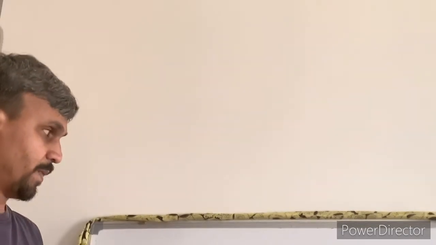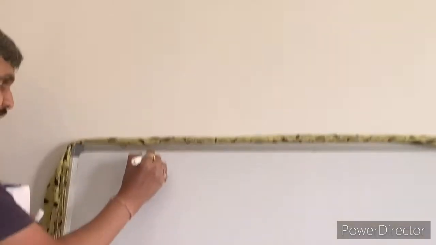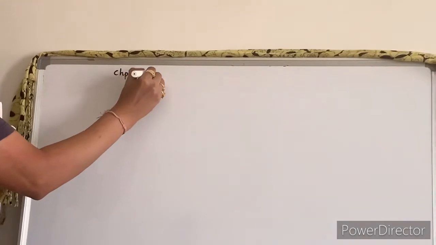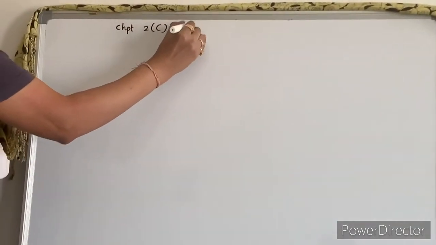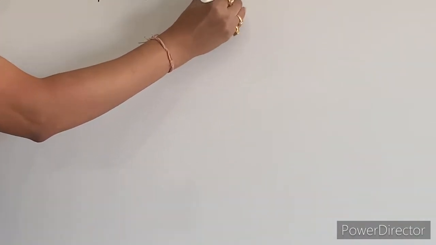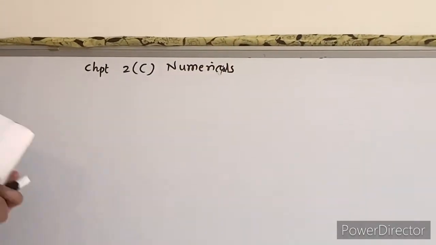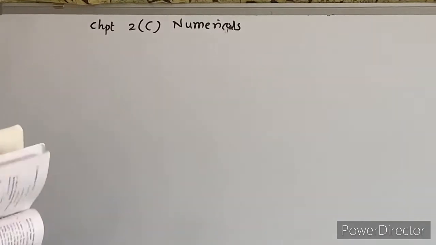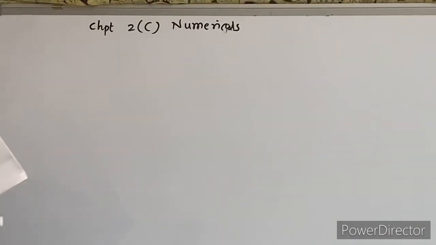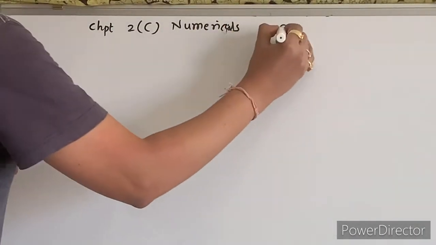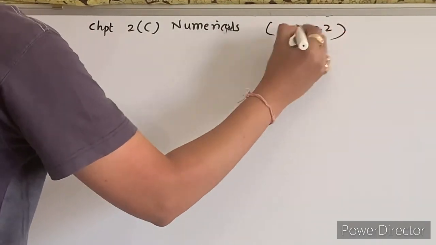This is numericals of chapter 2C. I am following Selina. That is edition 2022. This is the edition.